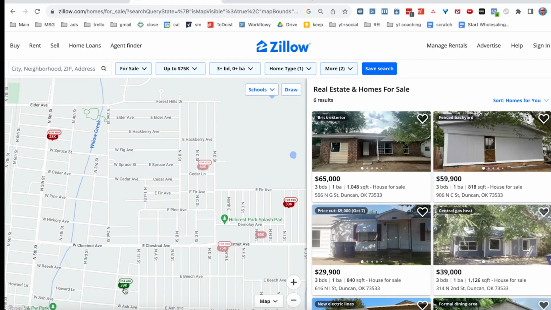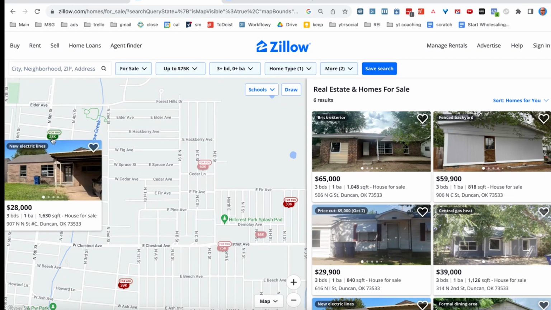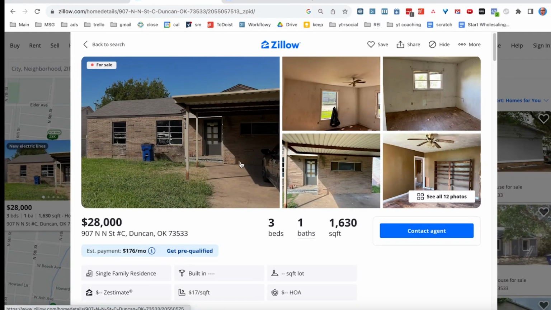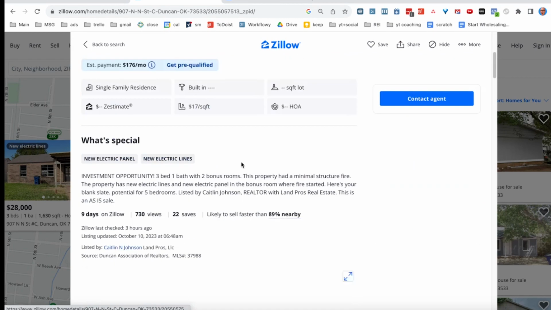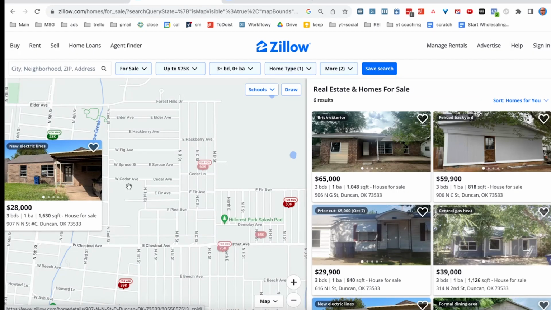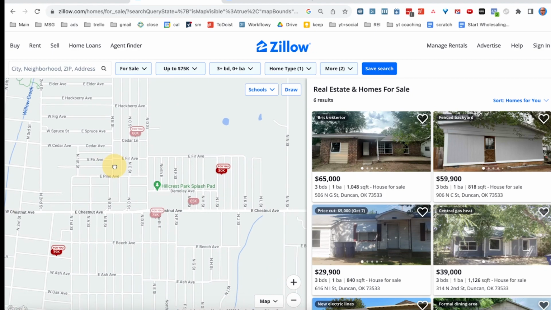Here is the one that I looked at. Let's see what else is available. That one, this one here. This one doesn't do well for us. This is a 3-bedroom, 1-bath, 1,600 square feet, brick house. Yeah, so this is a good property. That one is good. So somebody would buy this one for $28K versus our crappy frame house.